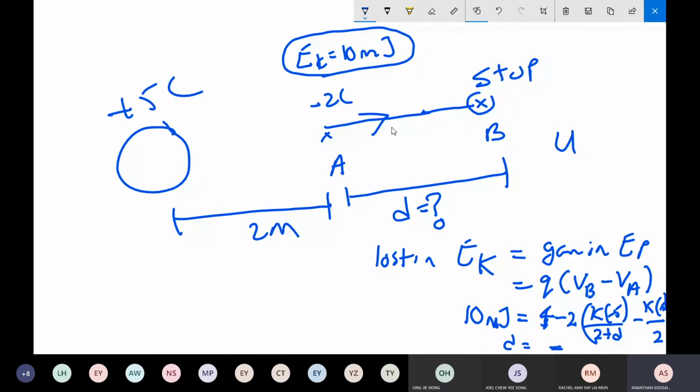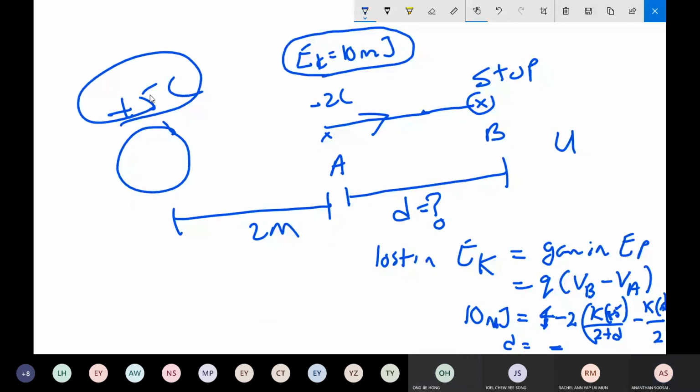So this is how you have to do the questions. Is it negative 5 or positive 5 for the calculation? It should be positive 5, both positive 5. So the charge is positive 5.